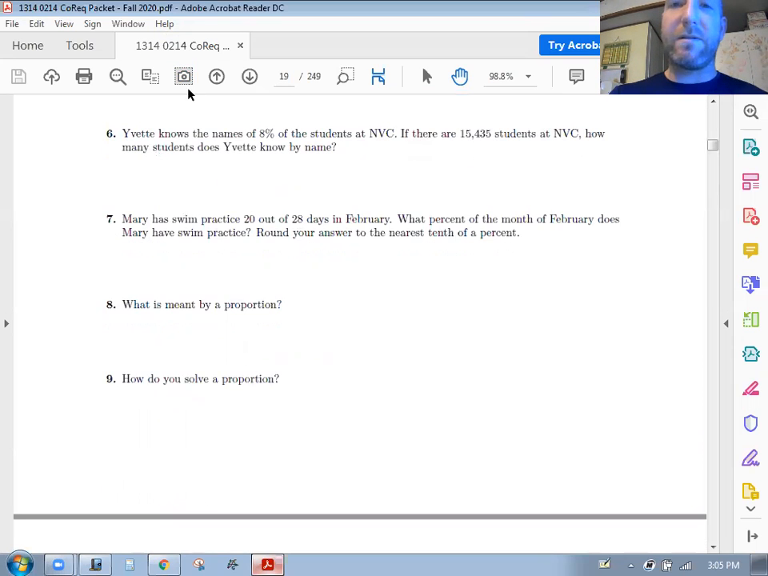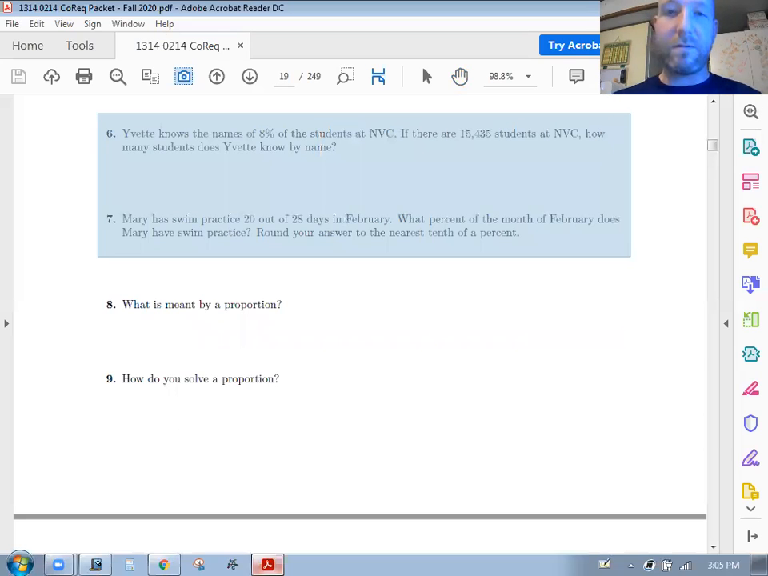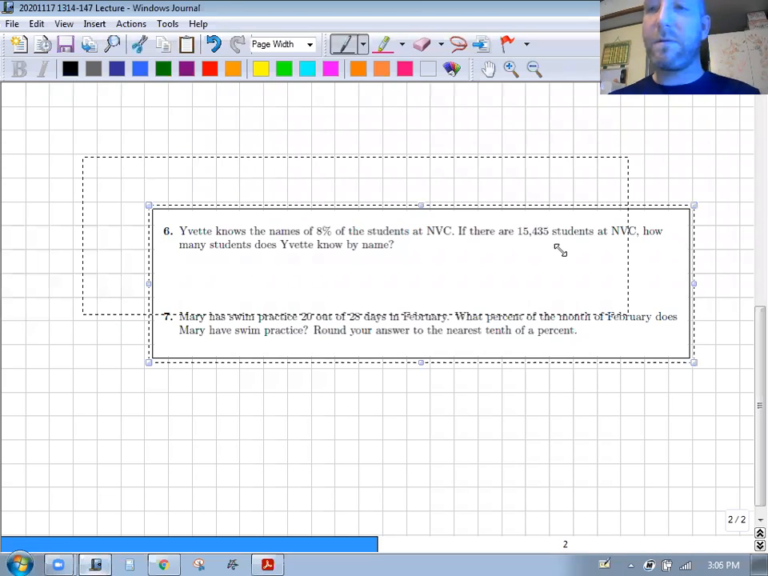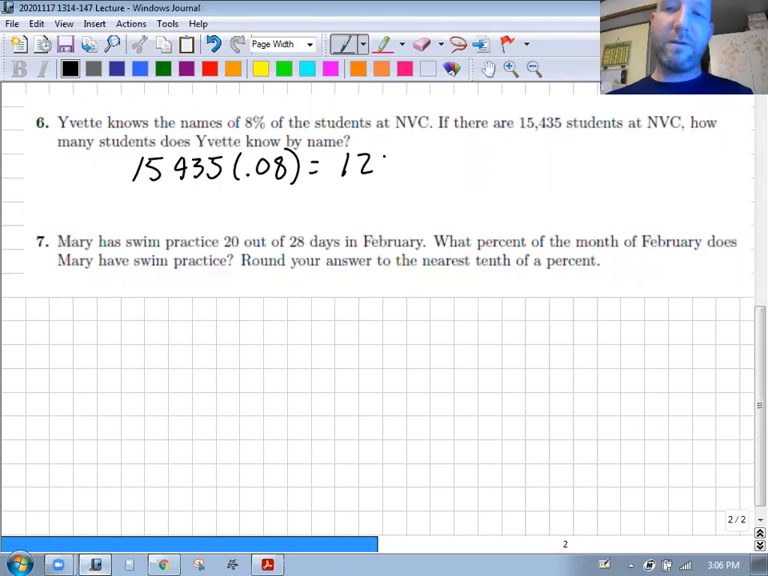Let's look at number 6 here. Yvette knows the names of 8% of the students at Northwest Vista. There's 15,435 students. How many students does she know by name? Well, here's the total. Take 8% of that, and we get 15,435 times 0.08, 1,234.8 students.